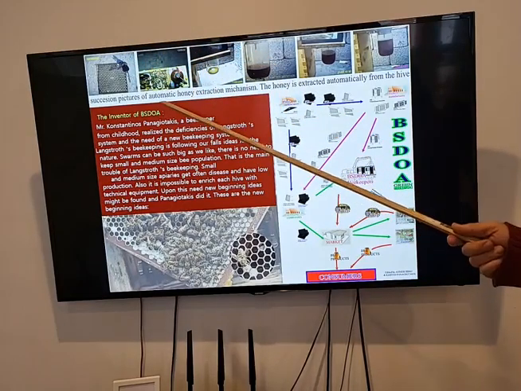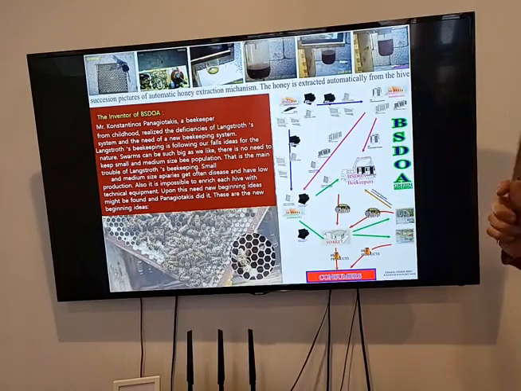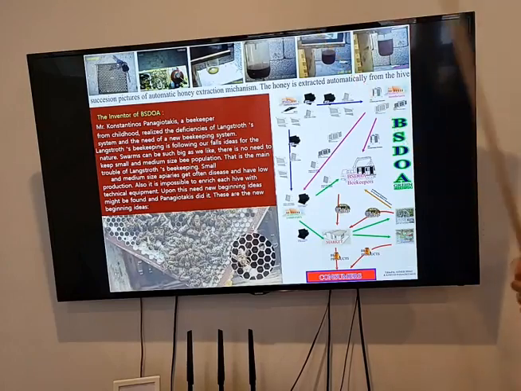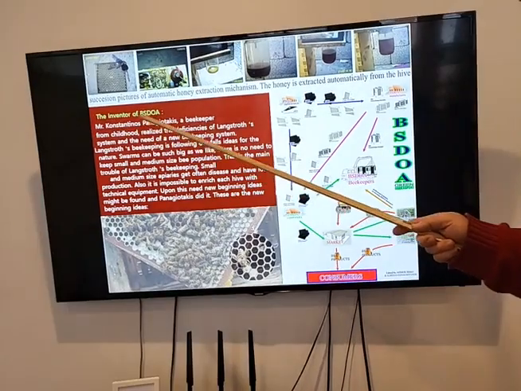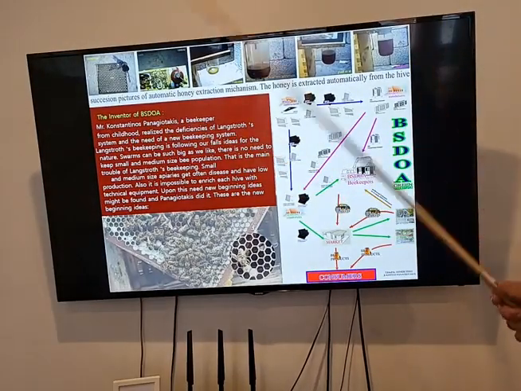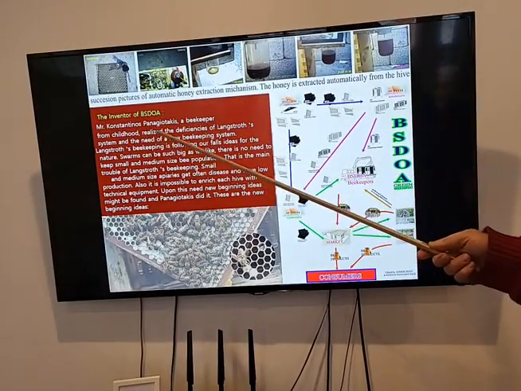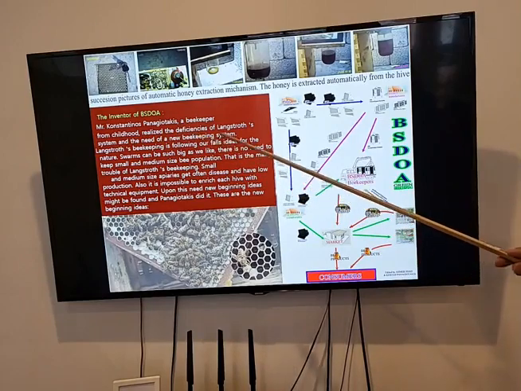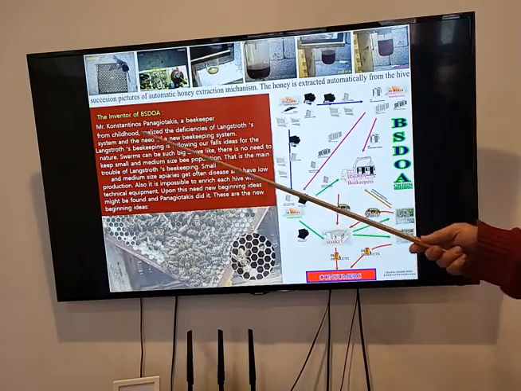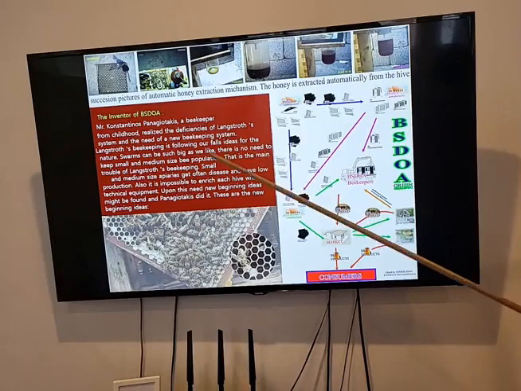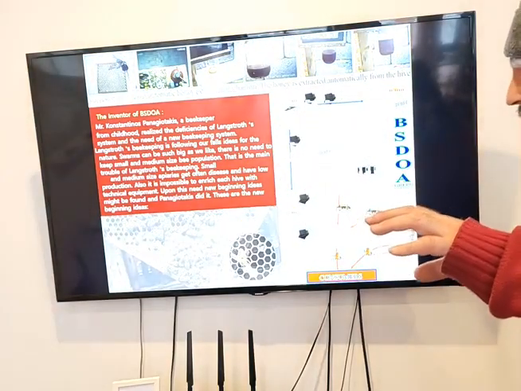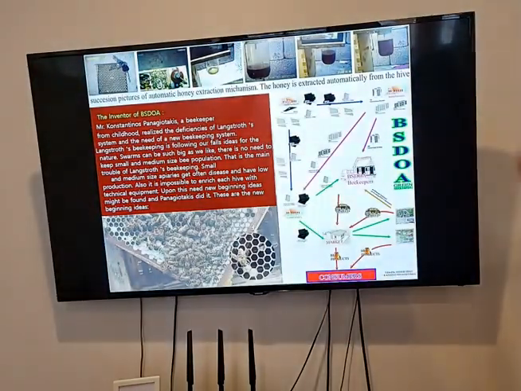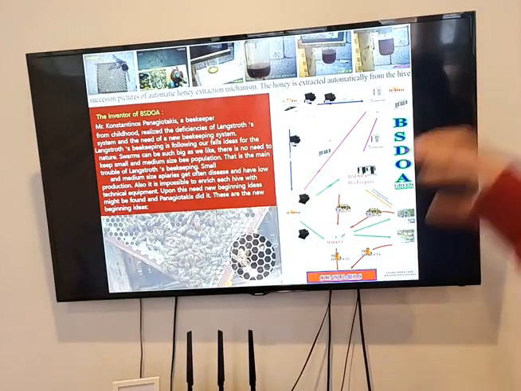The inventor of BSDOA. This is me. You see me. The inventor of BSDOA, Mr. Konstantinos Panagiotakis, a beekeeper from childhood, realized the deficiencies of Langstroth's system and the need of a new beekeeping system. Yes, I realized that from very young. Since I was 11 or 12 years old, I realized that this system is very bad, very stupid, very old.